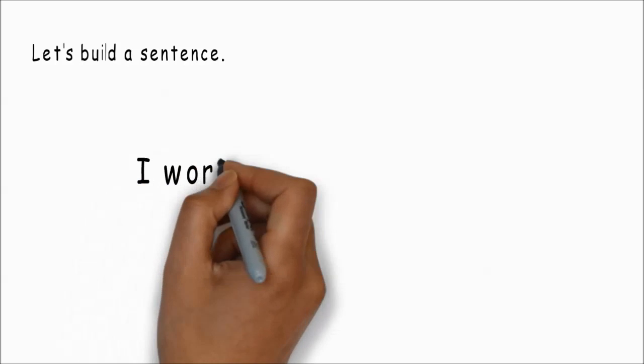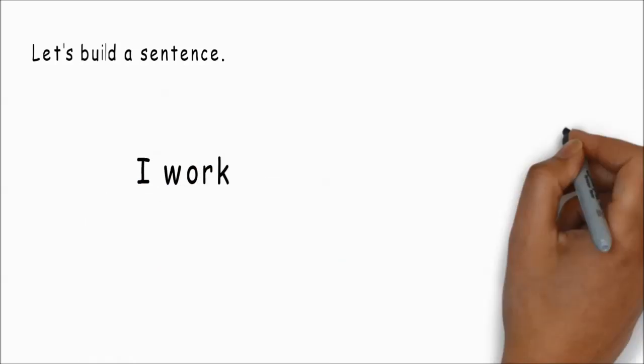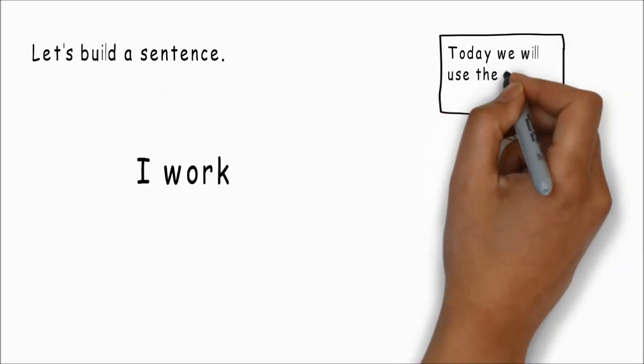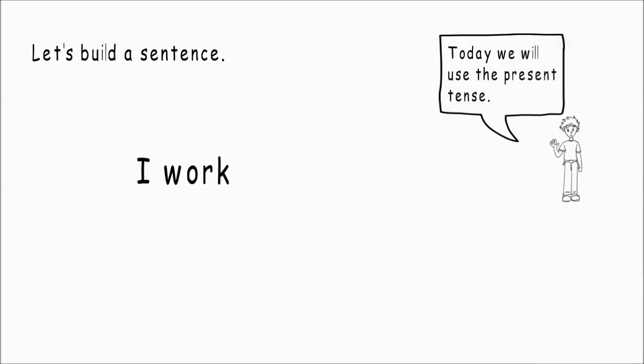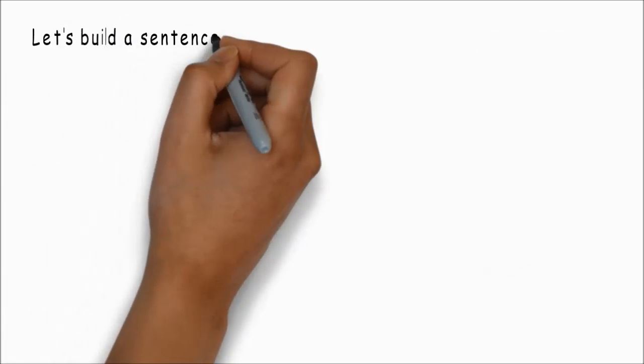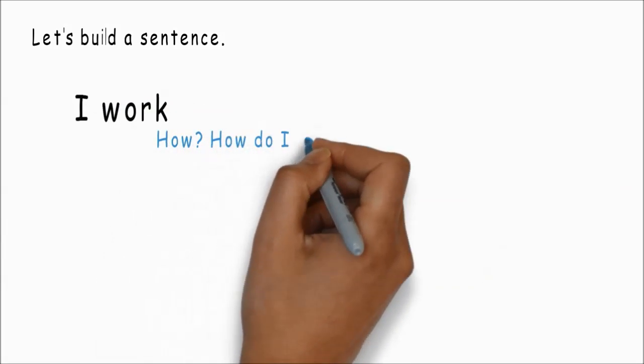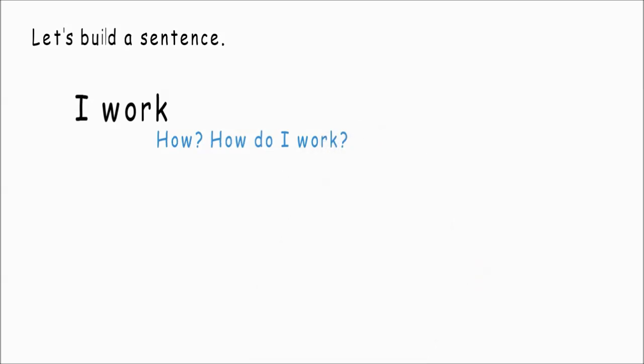Let's build a sentence. I work. Today, we will use the present tense. Let's build a sentence. I work. How? How do I work? I work quickly. Okay, I usually do.